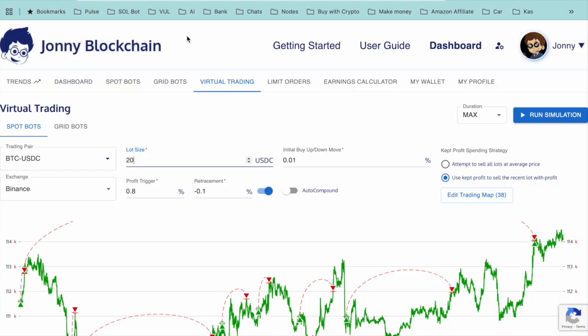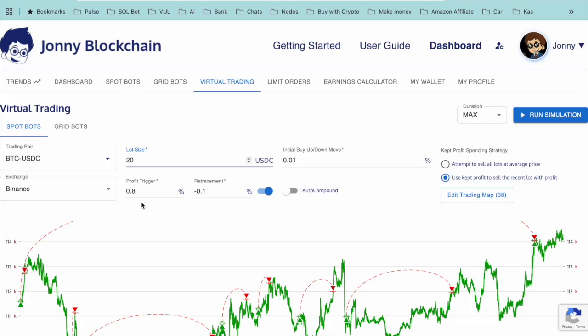So first off, let me give you a little understanding of what you see on the screen right now. Over here, I've got the trading pair, and I'm going to be running my test with Bitcoin and USDC, which is a stable coin pegged to the dollar. I'm using the exchange Binance. Here is the lot size. So that's the amount that you're going to trade in one single trade. Now, your bot may do multiple trades, and I'll explain that as we go along.